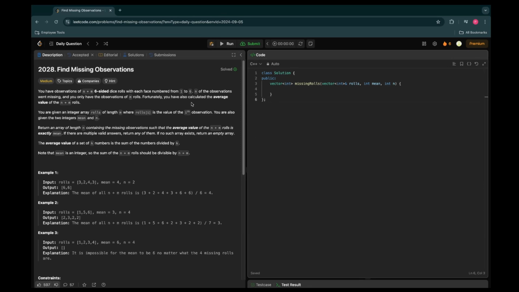Today we will be solving today's Leetcode daily challenge, which is find missing observations. So let's see what this question is and how we can solve it.